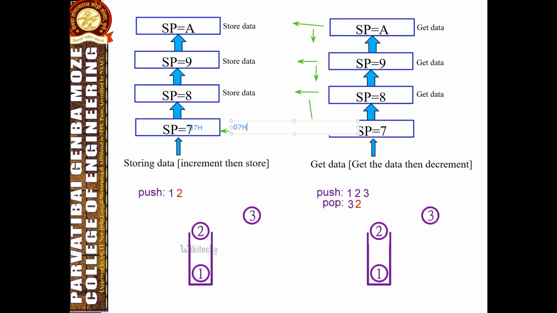If you want to write data from 07, it will increment to 8, then store the data, increment to 9, then store the data. And to read, read the data and decrement one step, read the data, decrement up to 7. When data is to be stored on the stack, the SP is incremented before storing the data. When data is to be retrieved or popped from the stack, the SP is decremented to point to the next available byte.